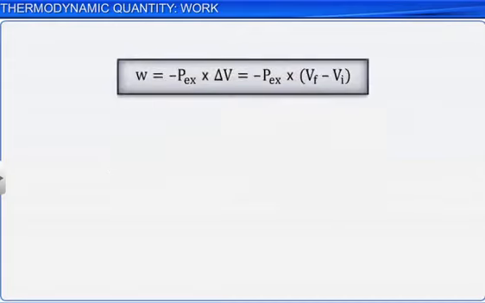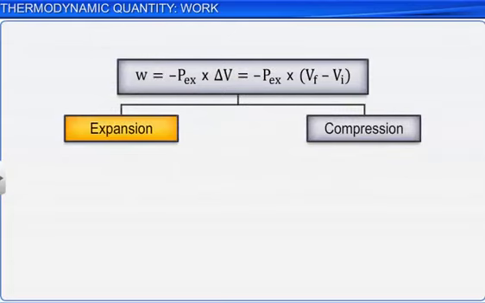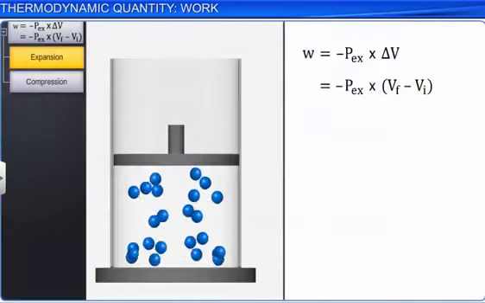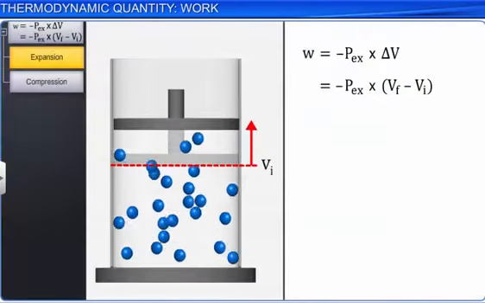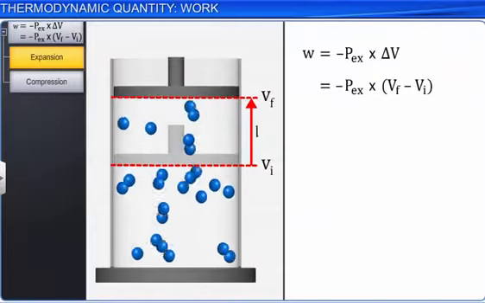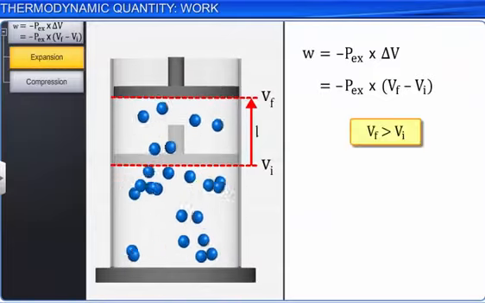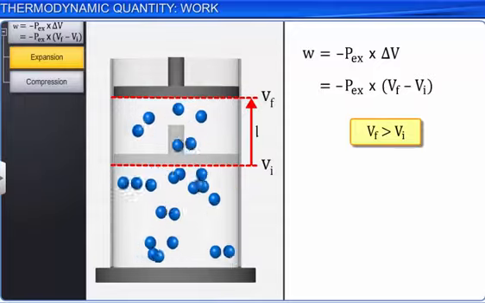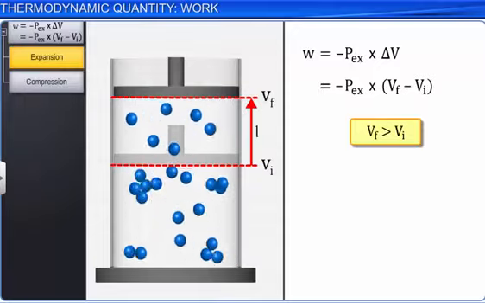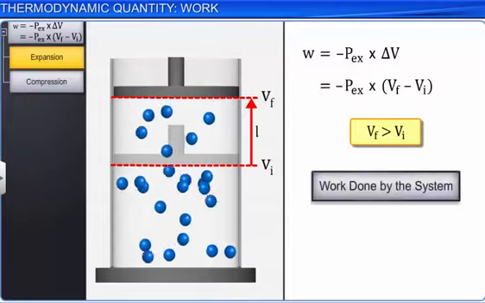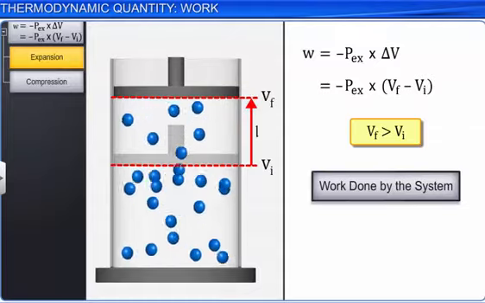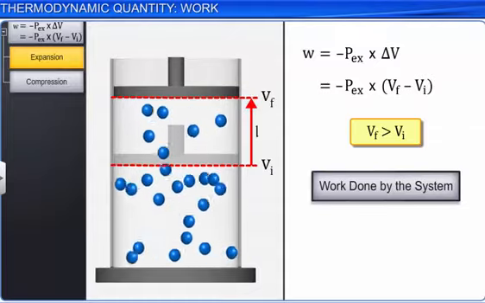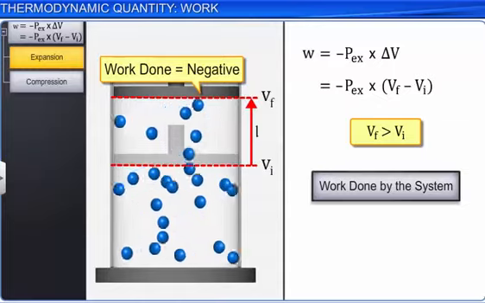The expression of work applies for both expansion and compression of a gas. If the gas expands, Vf will be greater than Vi. Then, we can say that work is done by the system. Hence, the value of work done will be negative.